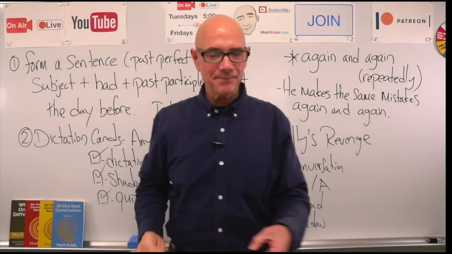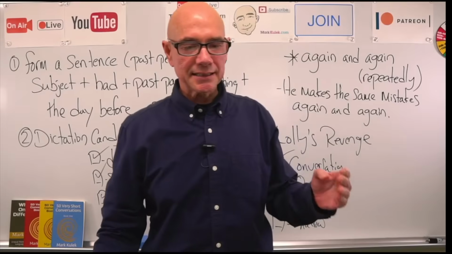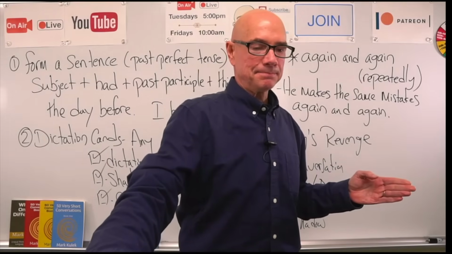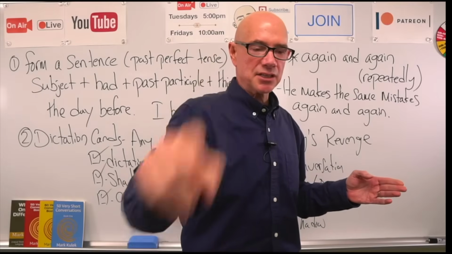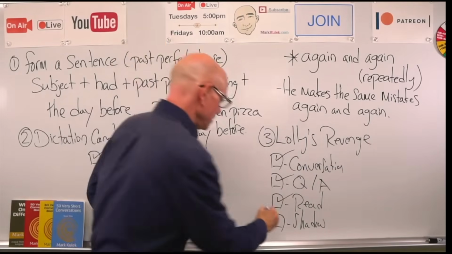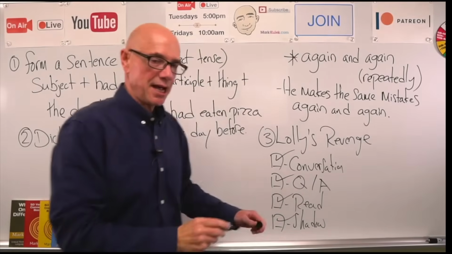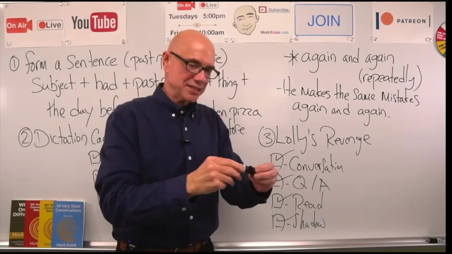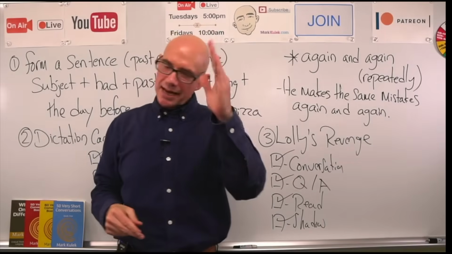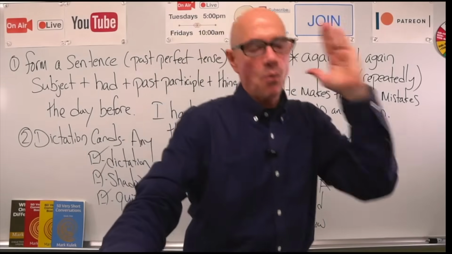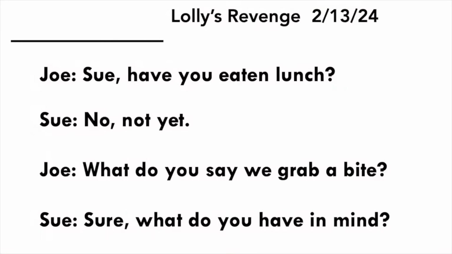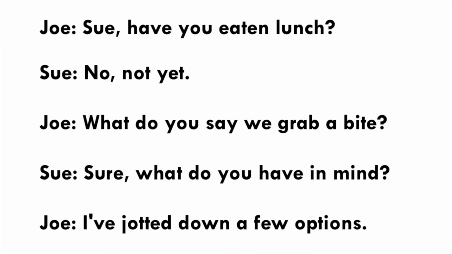Okay, good, good, good. All right, so let's look at the conversation one more time. That was shadowing. We said the conversation together. We were Joe, we were Sue. Now let's look at it one more time. There it is. Here we go. Let's say the sentences together.